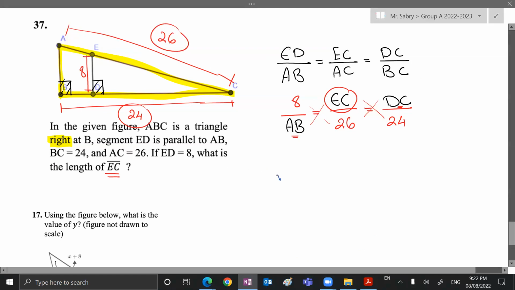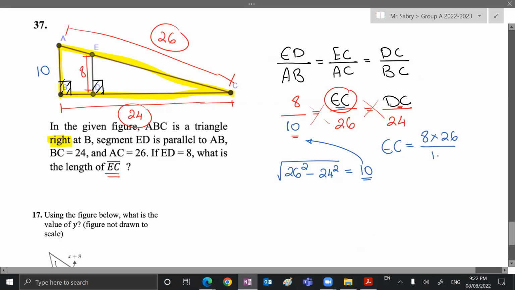What does the Pythagoras theorem state? It states that if you have the hypotenuse itself and another leg, you just need to square them both and put them under a square root, and that would get you the measure of the third side, which is AB. So now instead of AB, I can substitute 10. Since I do have a full fraction now, if I need to find EC, it's extremely easy. I'll just cross multiply. It's 8 times 26 and then divided by 10. Once you do this on a calculator, it got me the answer.